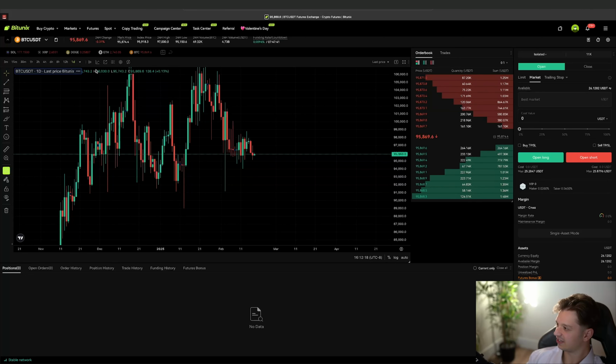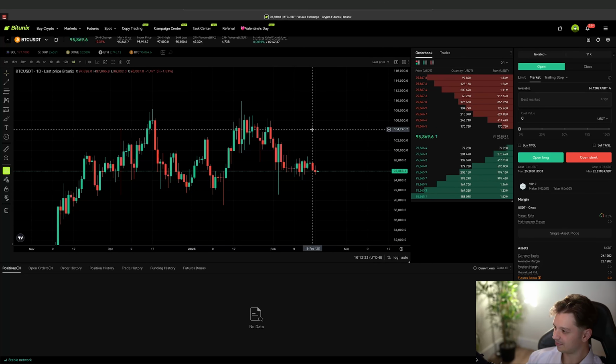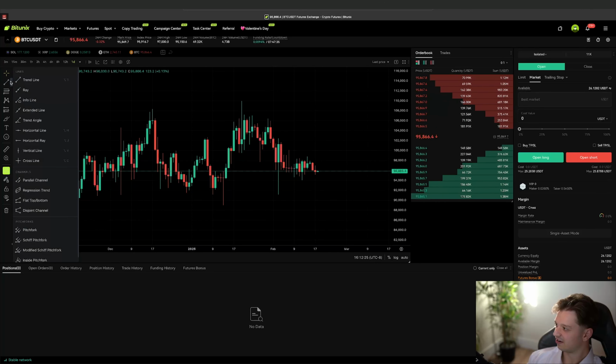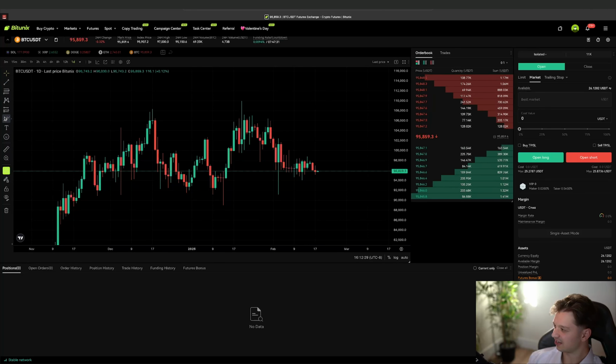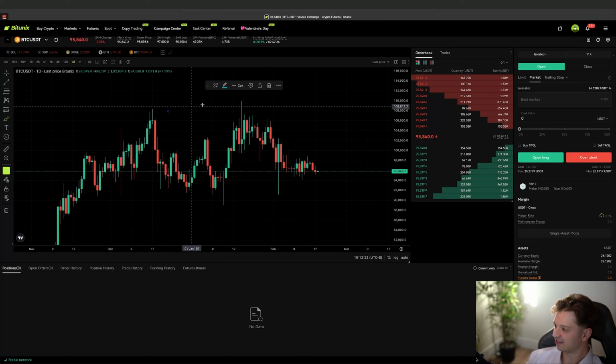Next, I want to talk about basic supports and resistance on this chart, and this is where our tools can come into play. So we have a ton of tools on the left side, so we can draw on the chart, we can write text on the chart if we wanted to.